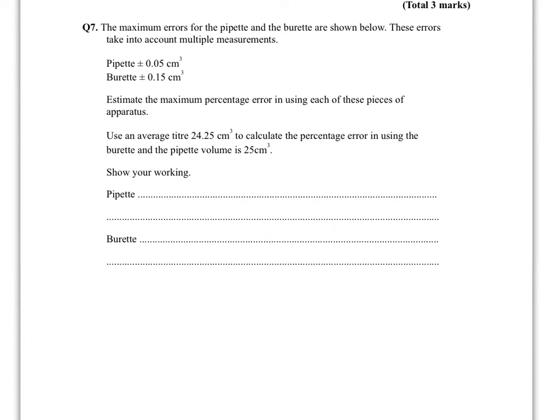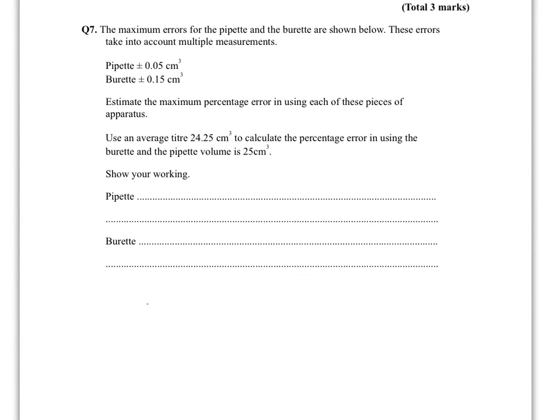The maximum errors for the pipette and burette are shown below. These errors take into account multiple measurements. Estimate the maximum percentage error in each of these pieces of apparatus, and it gives you some values to use. So you need to remember that the percentage error is always the error in the equipment divided by the quantity used. And as it's a percentage, we're going to times it by 100.